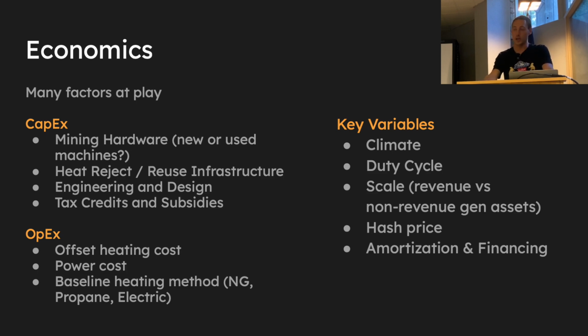There's engineering design involved, unless you can do it yourself, which is totally doable. I'm trying to compile all the information for people like you guys to do this. And then maybe there's tax credits and subsidies as well. On the operating expense side of things, there's the offset heating cost. That's saving, maybe, natural gas or a propane tank if you're in a rural area where you have to truck in propane once a year. And then your power cost. By the way, in the case of electric heating, some people literally have electric boilers.